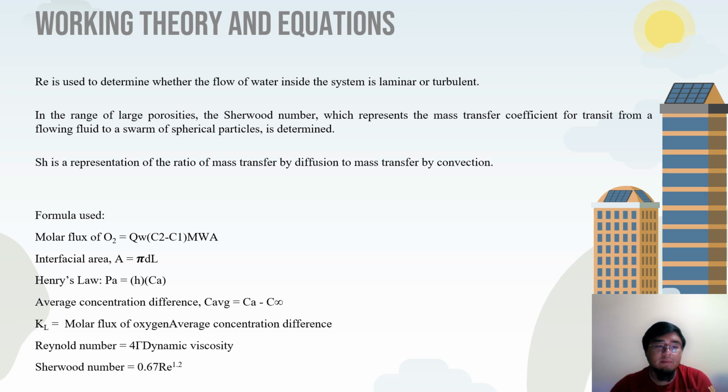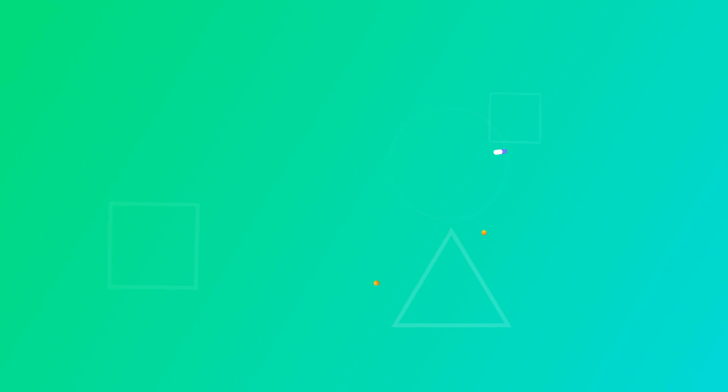But in this experiment, the Sherwood number is a representation of the ratio of mass transfer by diffusion to mass transfer by convection. These are the formulas used. We have the molar flux of oxygen equal to Kw times (C2 minus C1), times MWA. These are the list of equations we use in this experiment.